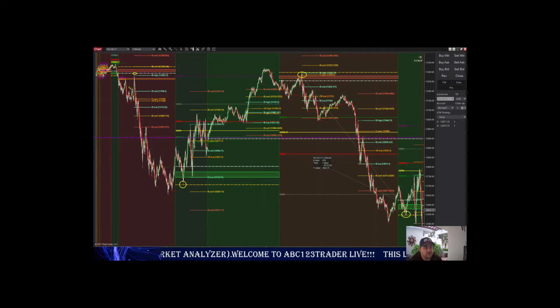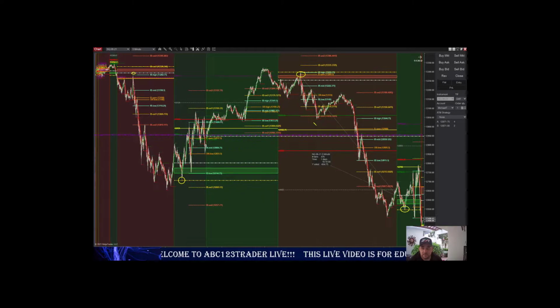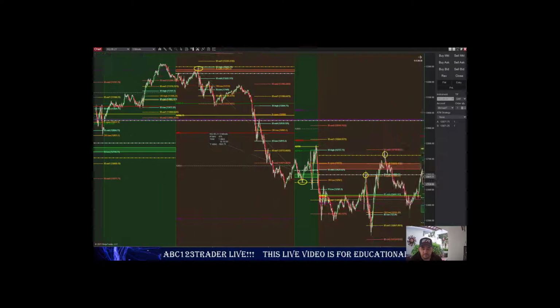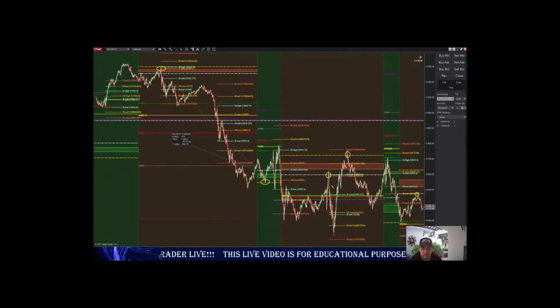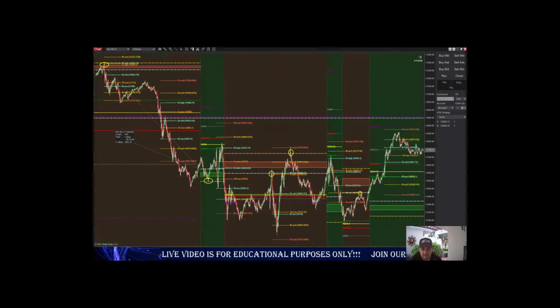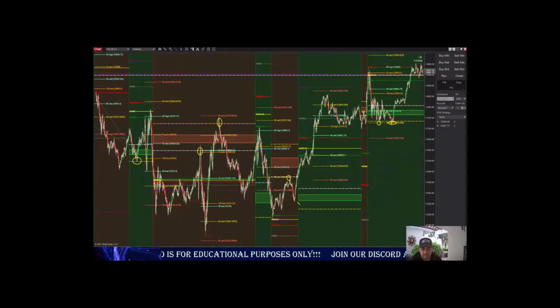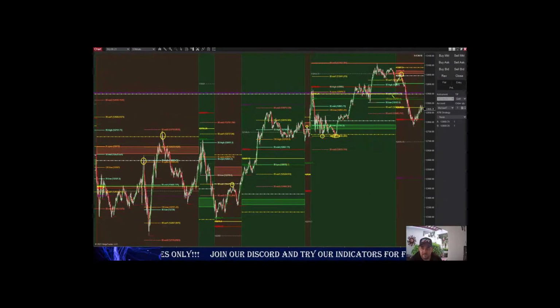So if you look at it, 1, 2, 3, 4, 5, 6, 7, that's a painful one, 8, 9, 10 trade opportunities, 11 trade opportunities in that phase.